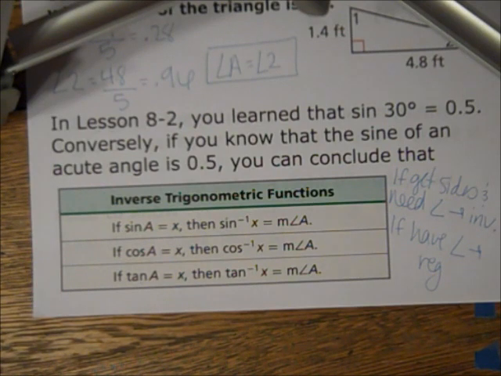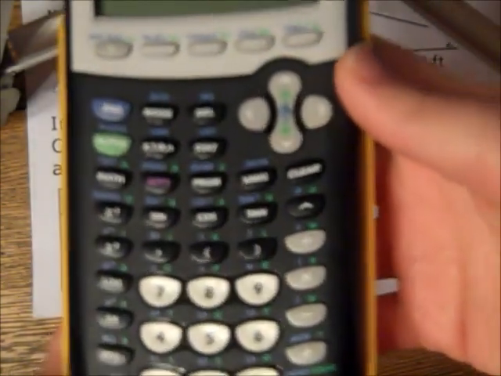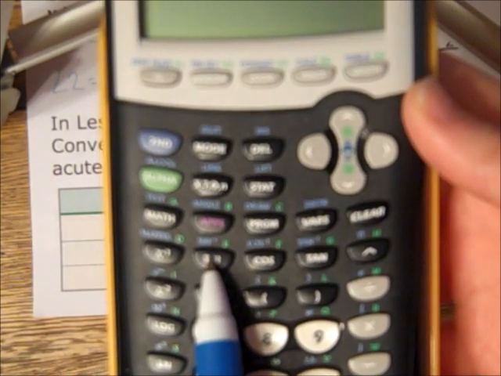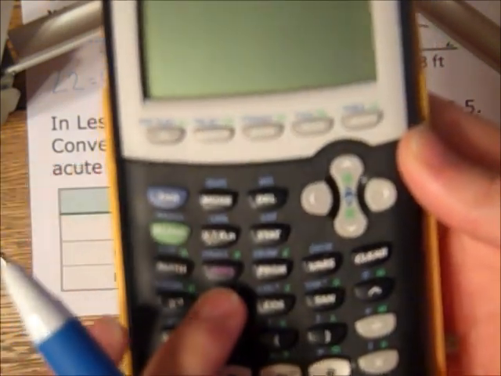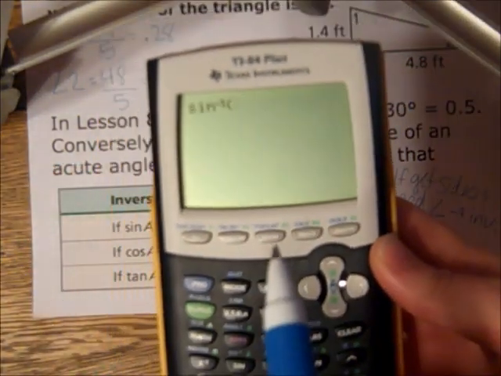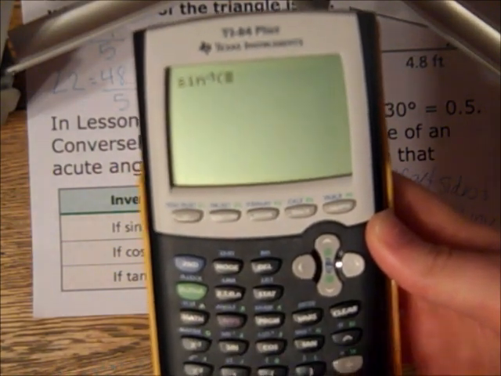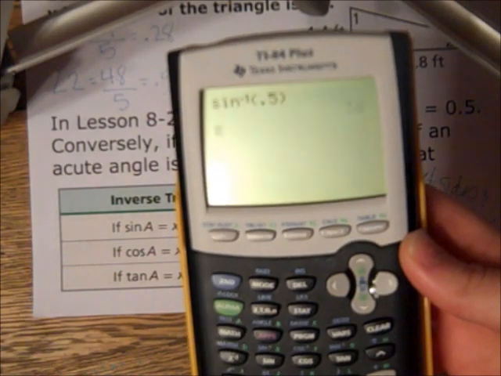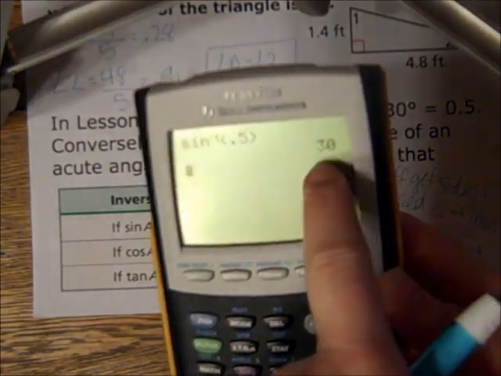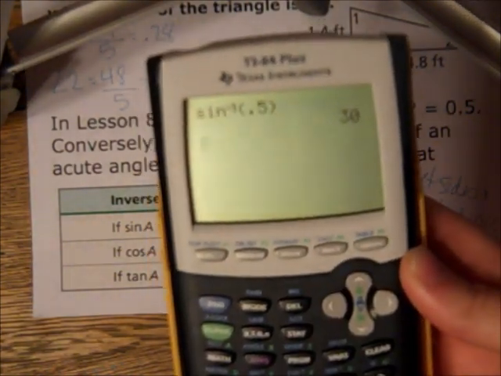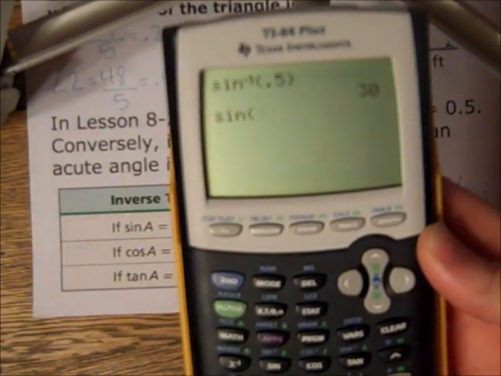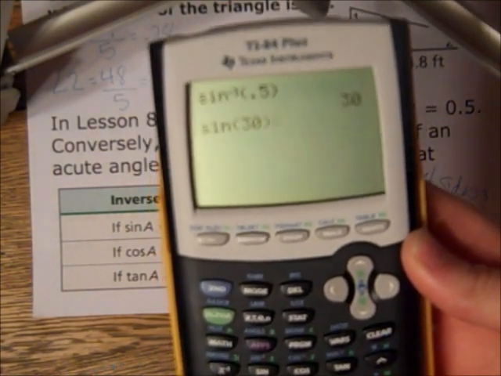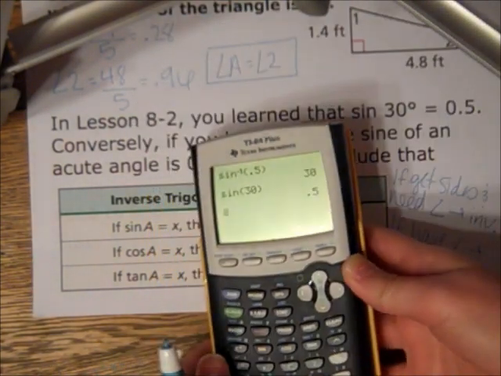Just like we did all our trig yesterday on the calculator, you're going to do this the same way. This is sine, and if you hit second sine, it brings up sine inverse. So you would type in sine inverse of 0.5, and out would come the degree, 30 degrees. So the sine of 30 degrees is 1/2. That's what we learned last class.